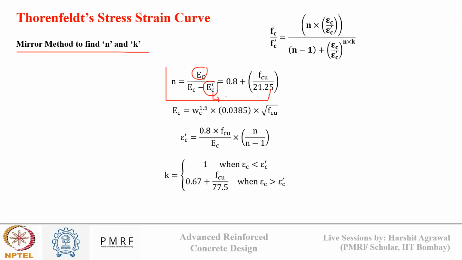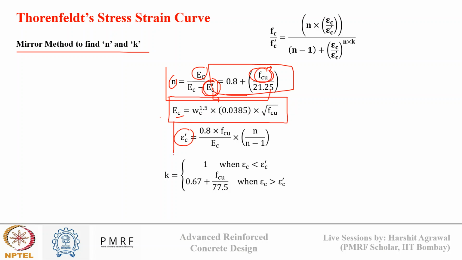Okay, and that is equal to 0.8 plus FCU upon 21.25. So this FCU is the cube ultimate strength, the concrete cube ultimate strength. Now EC dash we know, okay, for estimating EC we use this equation. And once we get EC and EC dash, we can calculate n directly, and epsilon c dash we can calculate.